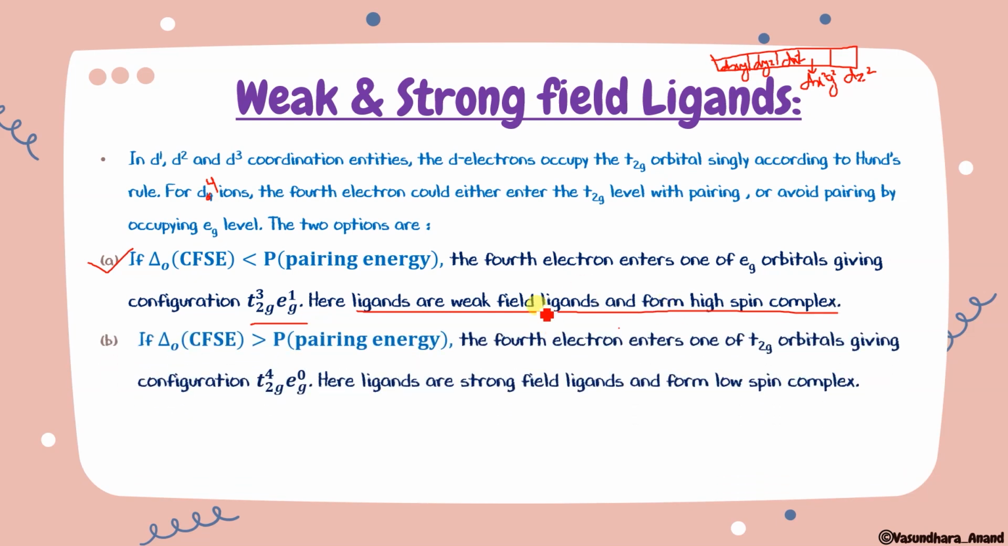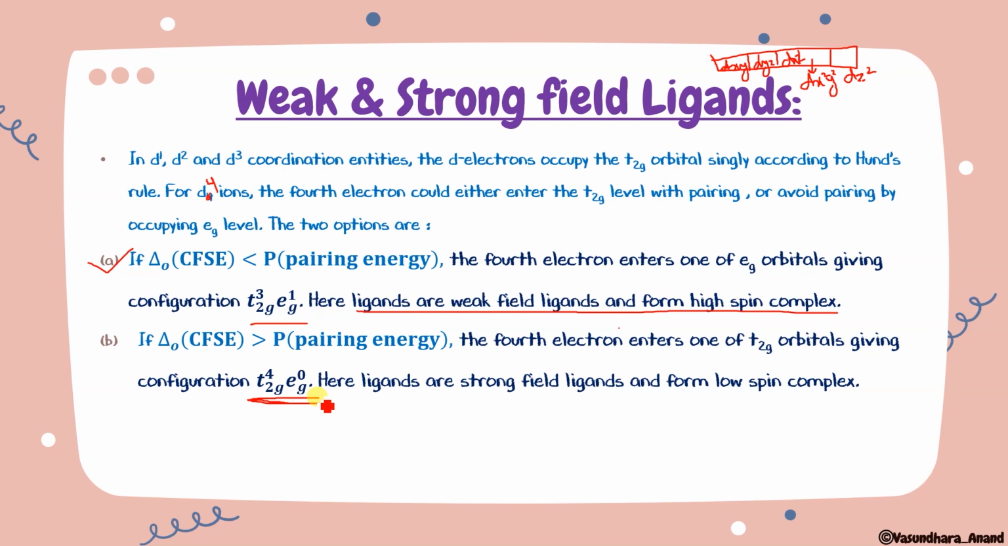But if delta naught is greater than pairing energy, that means pairing energy is less. So in this case, it will get the energy to be paired. So the fourth electron of d4 configuration will be pushed back in the t2g orbital for the pairing. Got it? And in that case, the electronic configuration will be t2g4 and eg0. That means the electron has been pushed back for the pairing. So unpaired electrons will be fewer, and that's why it will form low spin complex.